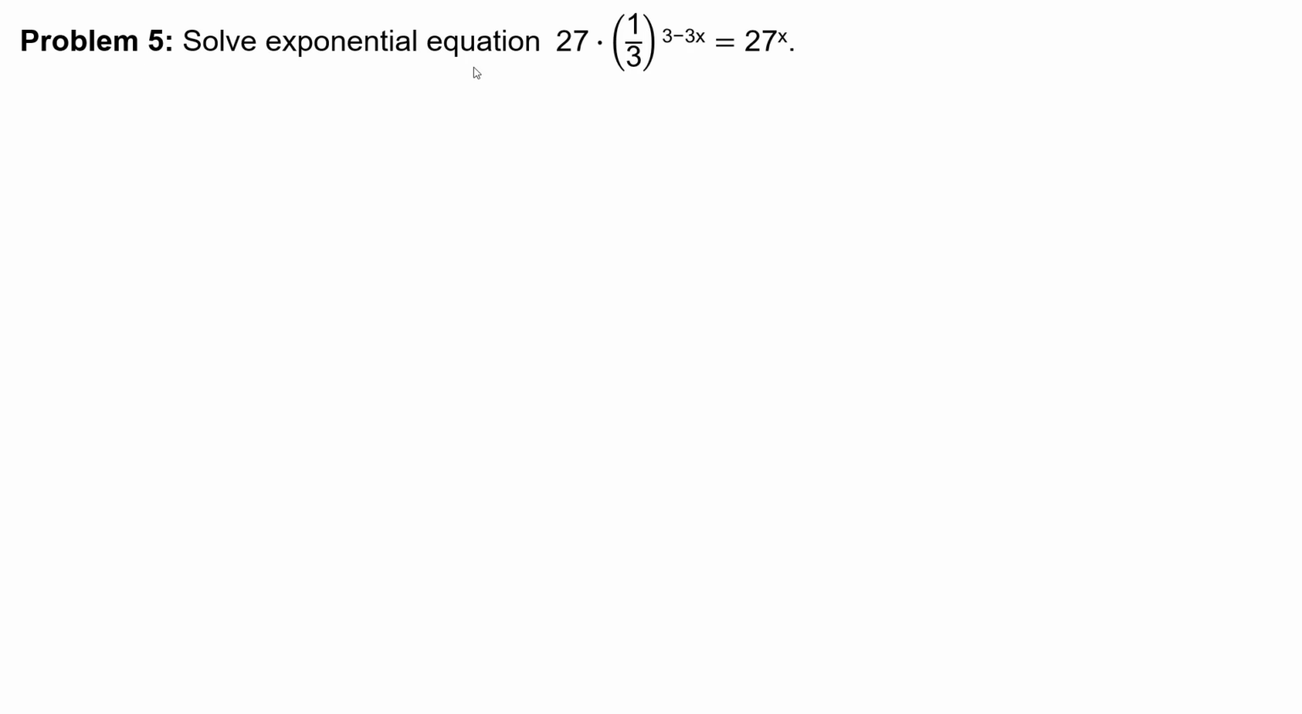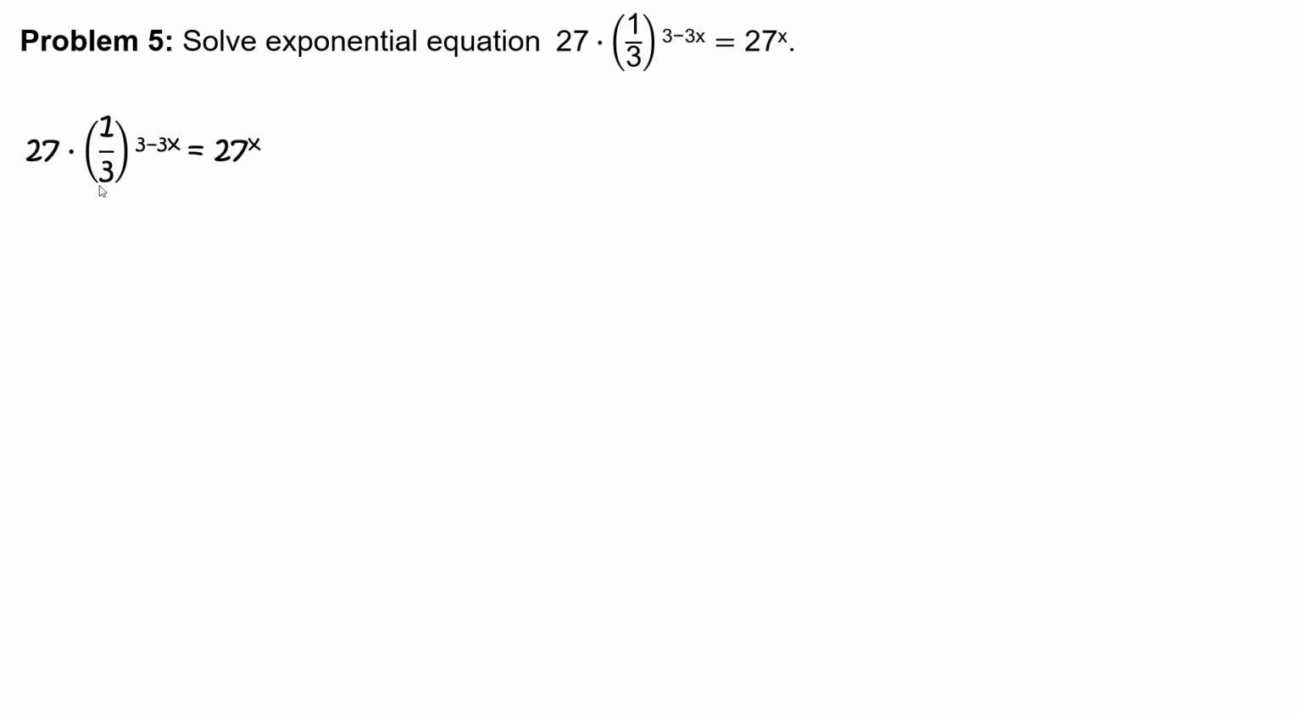I am asked to solve an exponential equation: 27 times (1/3) raised to 3 minus 3x equals 27 raised to x. I'm going to begin by writing down the equation given. 27 times (1/3) raised to the power 3 minus 3x equals 27 raised to x.